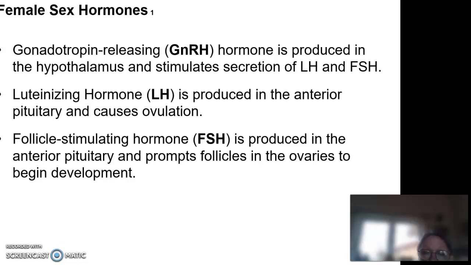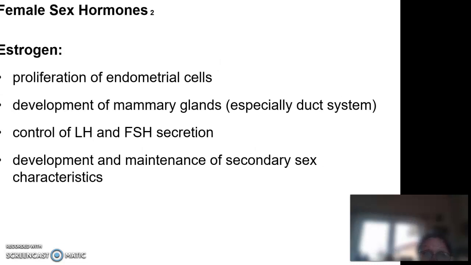The gonadotropin releasing hormone is in the hypothalamus, and the LH and the FSH are in the anterior pituitary, and they cause ovulation, and the other one begins follicle development. So anterior pituitary, got to remember that. Estrogen causes proliferation of the endometrial cells, development of mammary glands, control of LH, luteinizing hormone, and follicle-stimulating hormone secretion, and all your secondary sex characteristics such as breasts.